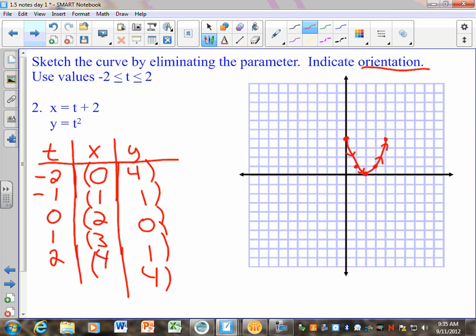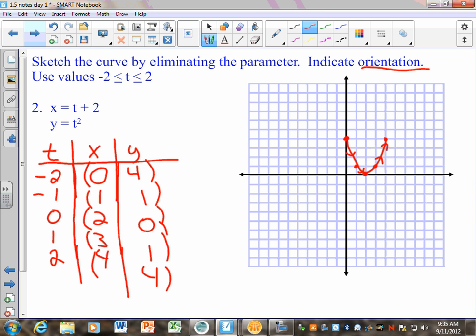You can put this back together as a regular equation, and it should look like a parabola. To eliminate the parameter, we want to put this back together so that we have no t in our problem. Which one of these looks easier to solve for t, the top one or the bottom one? Pick the easiest one to get t by itself. There's no need to take the square root here.